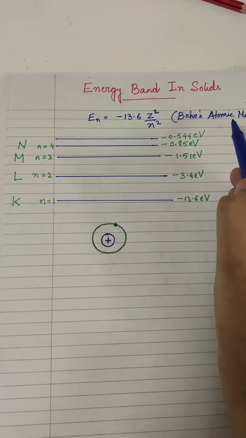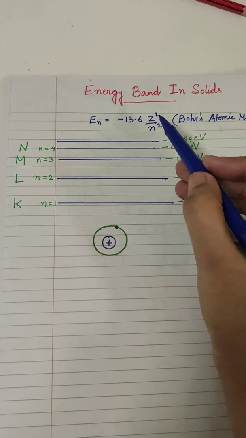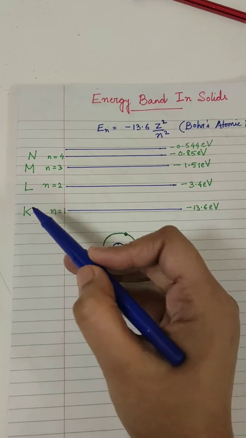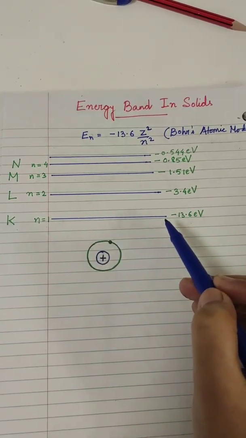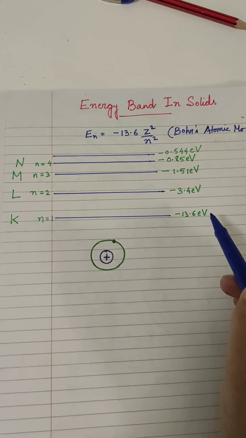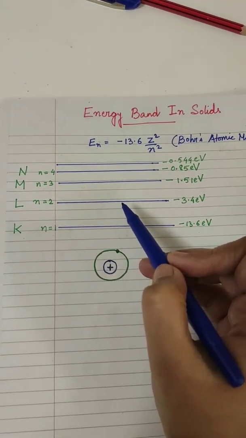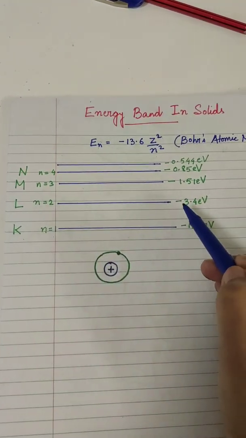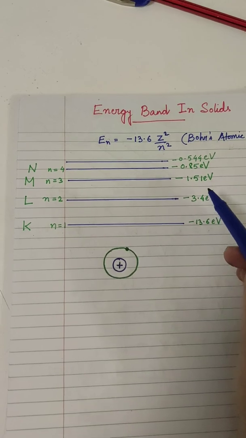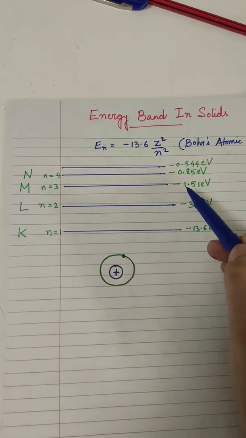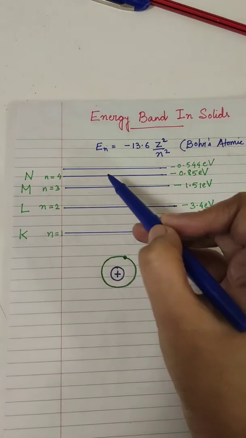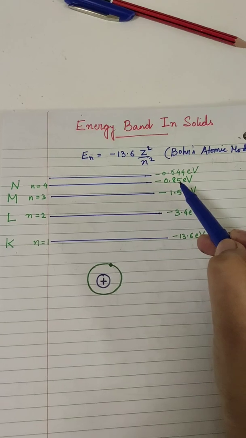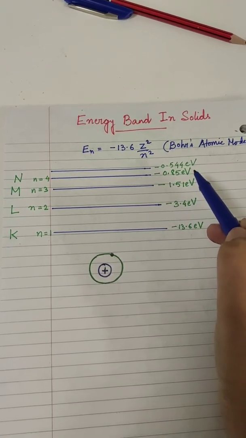Now for hydrogen atom, putting Z equal to 1, we get for the first orbit of hydrogen atom, or the ground state, or the K shell, the energy of the electron is minus 13.6 electron volt. For the second orbit, or the first excited state, or the L shell, the energy is minus 3.4 electron volt. In the third orbit, it is minus 1.51 electron volt. In the fourth orbit, or the N shell, or the third excited state, it is minus 0.85 electron volt, and so on.